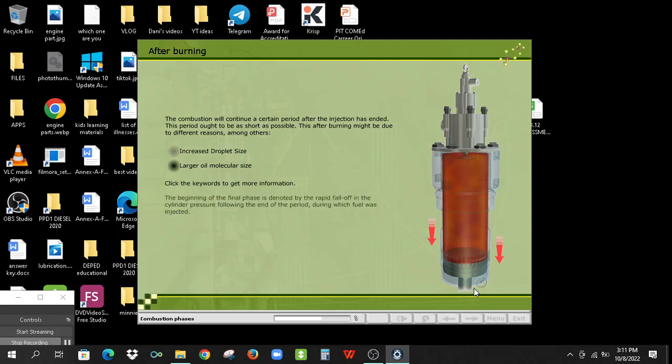The beginning of the final phase is denoted by the rapid fall-off in the cylinder pressure following the end of the period during which fuel was injected. Ideally, there should be no afterburning, but it takes place because the mixture distribution is uneven through the cylinder. Heterogeneous mixture.